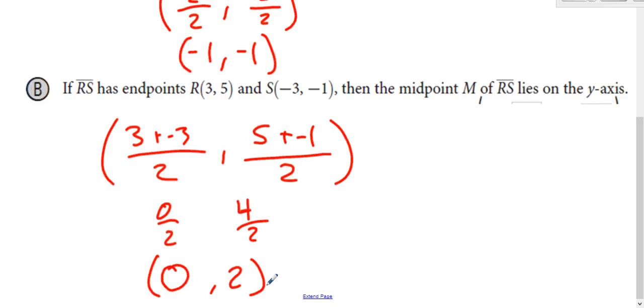So the point (0, 2): 0, and then up 2. Yes, that's on the y-axis, because it would be right up there.